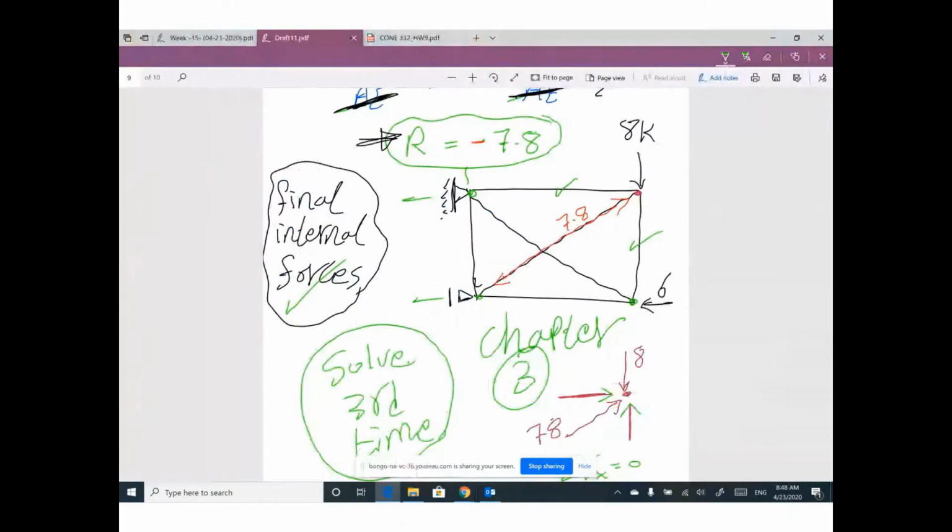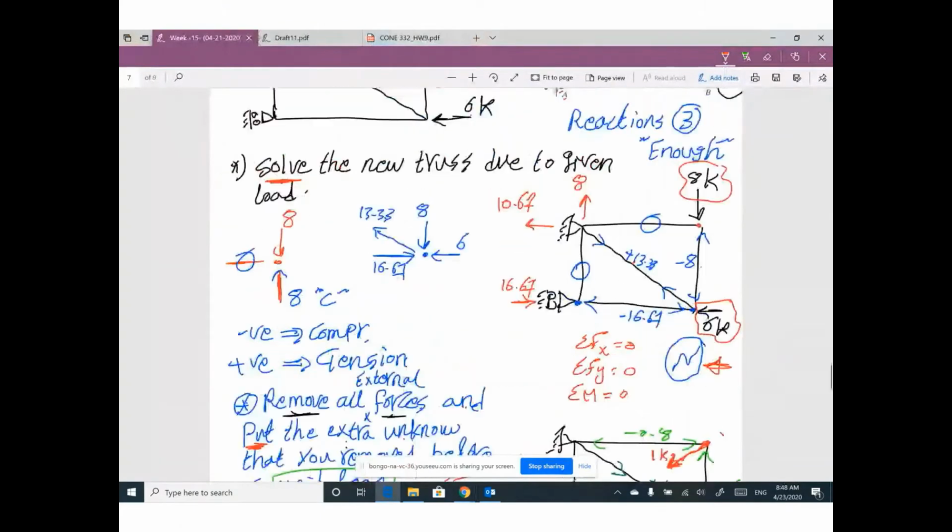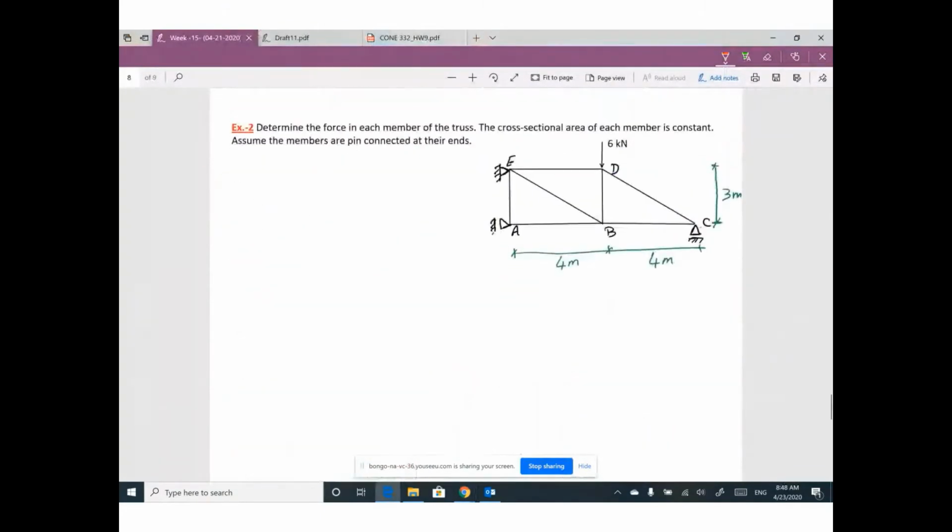Let me do another example. If you didn't catch the first one, please pay attention to the next one. We have a truss, indeterminate truss, and we need to determine the internal forces in each member. Okay, first step.